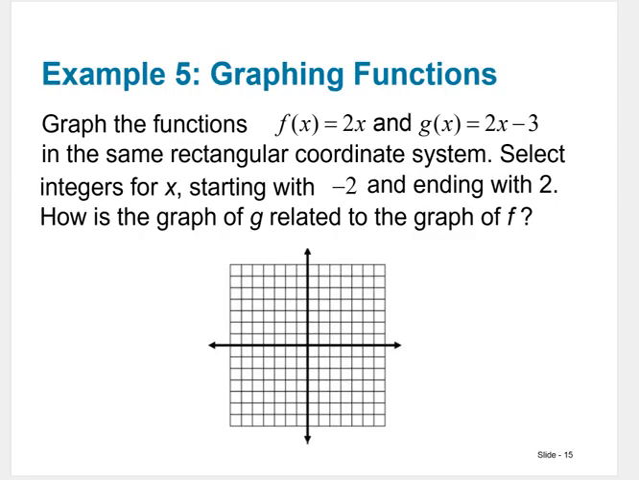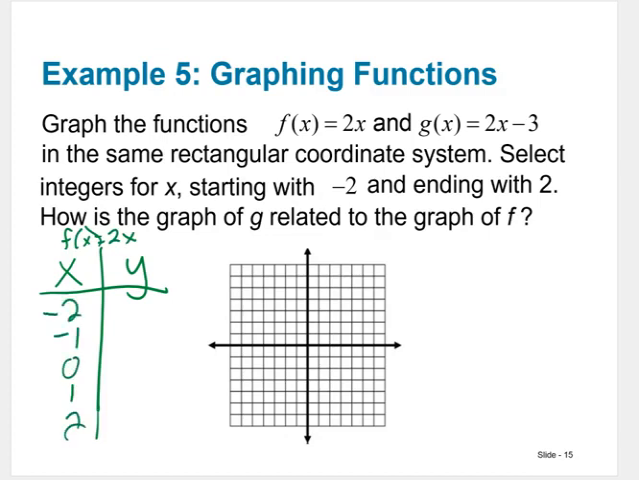So let's just jump right in and look at some examples. It says graph the functions f(x) = 2x and g(x) = 2x - 3 in the same rectangular coordinate system. Select integers for x starting with -2 and ending with 2. How is the graph related? So let's do this for f(x) = 2x. They want us to go from -2 to +2, so I'm going to have 5 different values. Let's plug them in for f(x).